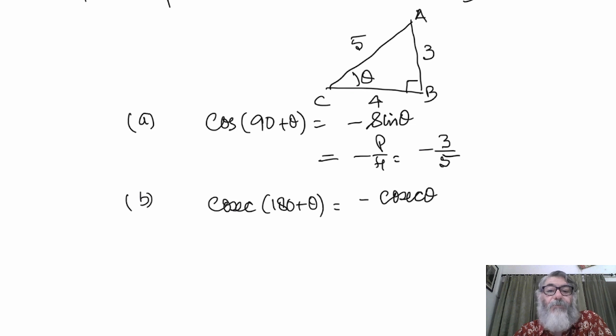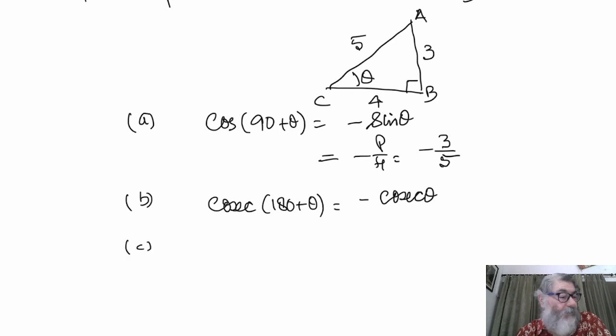I'll show you why in the first quadrant all are positive, why in the second quadrant only sine and cosec are positive, why in the third quadrant only tan and cot are positive, and why in the fourth quadrant cos and sec are positive.